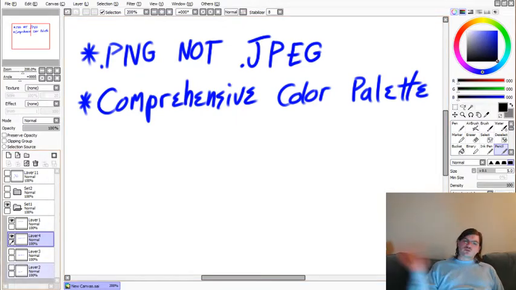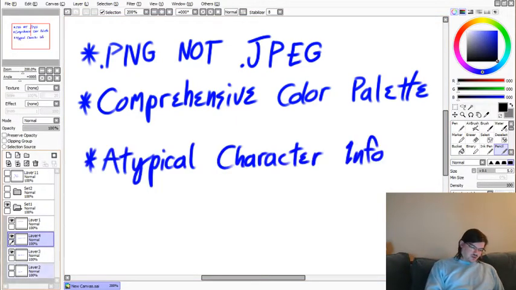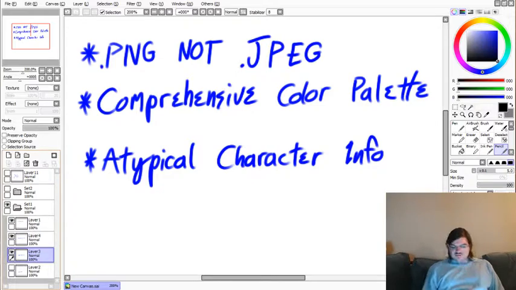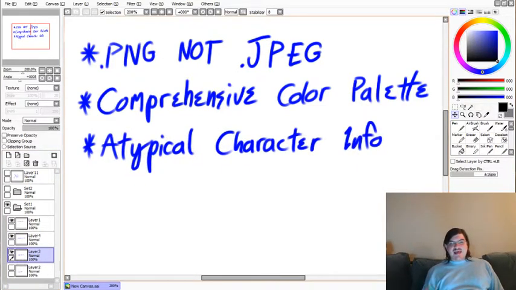Okay, so continuing on to my next point. If your character has atypical information, and this sort of goes back to the blood color and other sort of different colors, you want to make sure to include that on your information sheet, your reference sheet. And by atypical information, I mean atypical for characters, not atypical for your character's species.